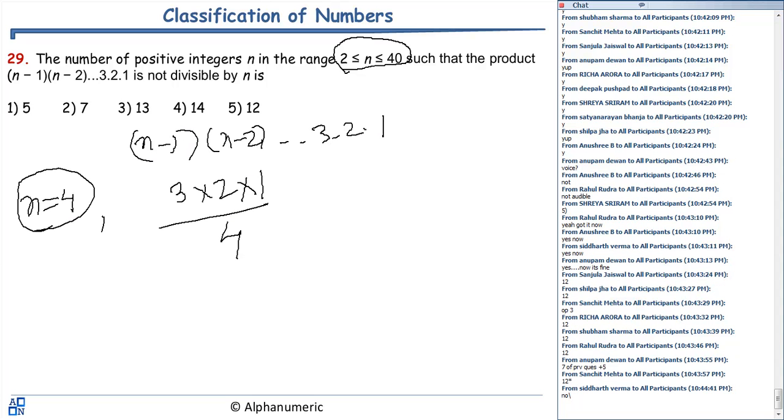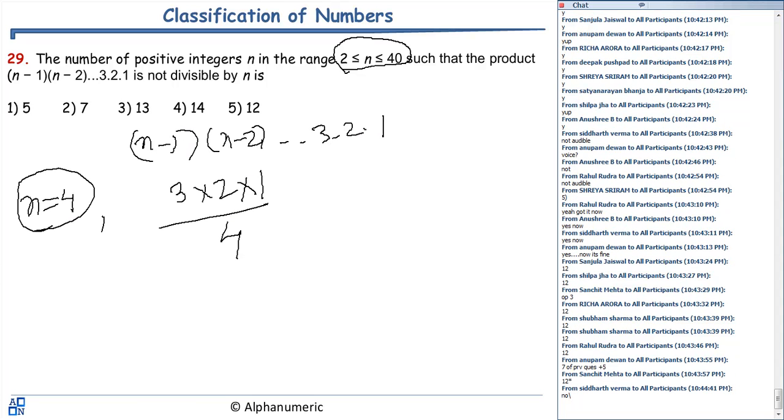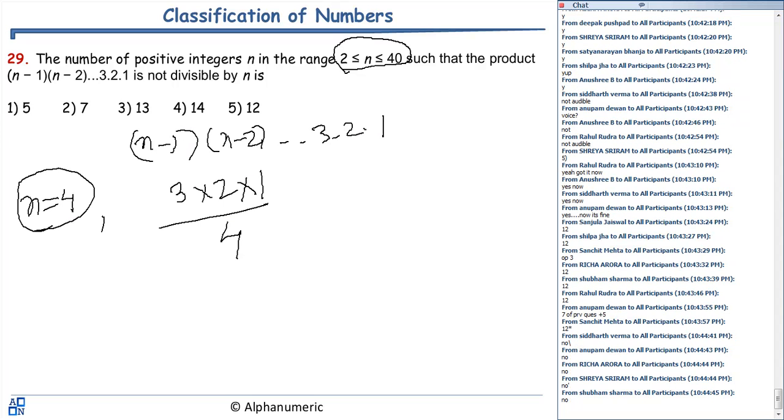Tell me yes or no. No. So 4 is also satisfying this condition. Okay? So there is only one exception. There is only one composite number which will satisfy this condition. In the previous question, the range started from 12, so there it doesn't matter.